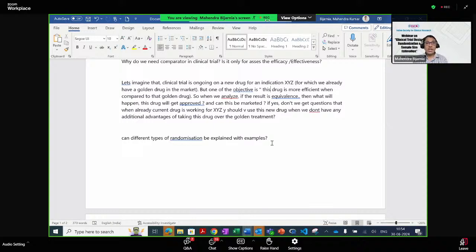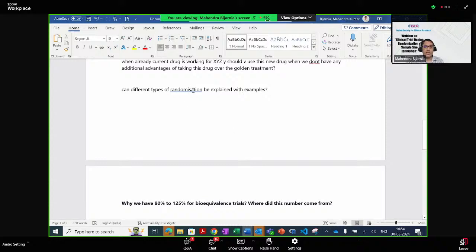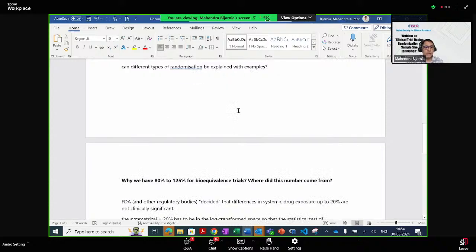In the oncology disease area, in arthritis, in psoriasis, there are many treatments available. Those are biosimilars, and because the cost will be low, definitely the regulatory agency will look into those aspects as well. Now, different types of randomization, so I think they have covered those.